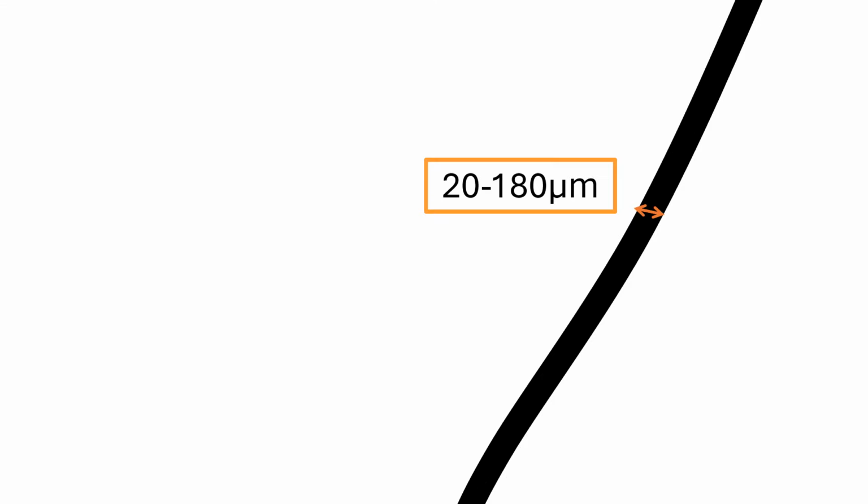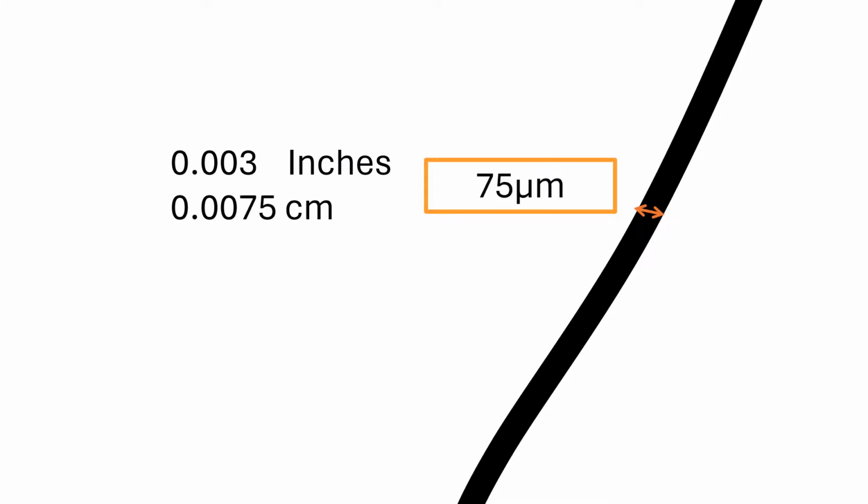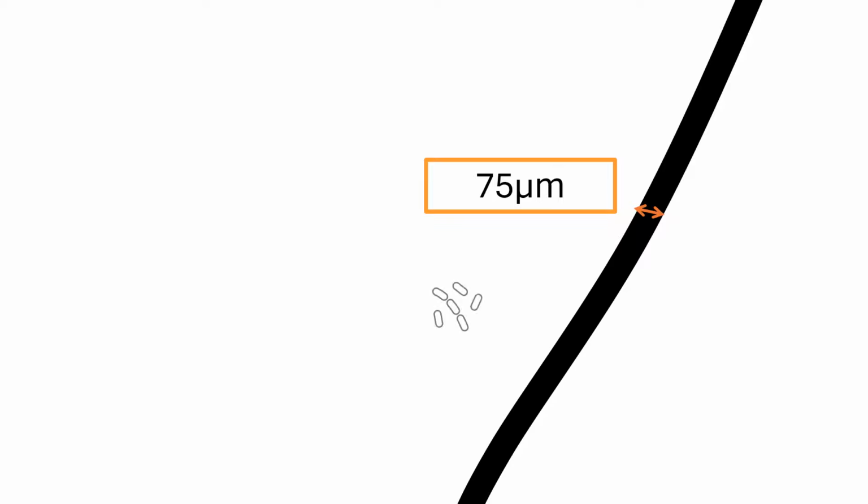Now let's zoom in on her hair. A single strand of human hair is 20 to 180 microns wide. Now that's an average of about 75 microns or 0.003 inches or 0.0075 centimeters. Now it's still too big to see viruses, but at this level you could see bacteria. A single bacterial cell is about 10 microns in length.